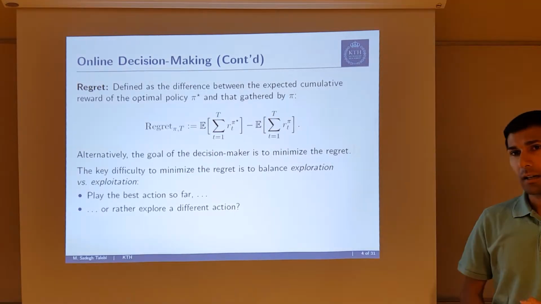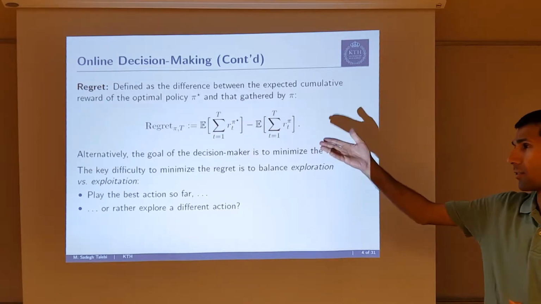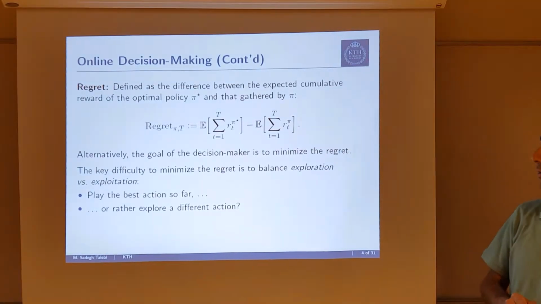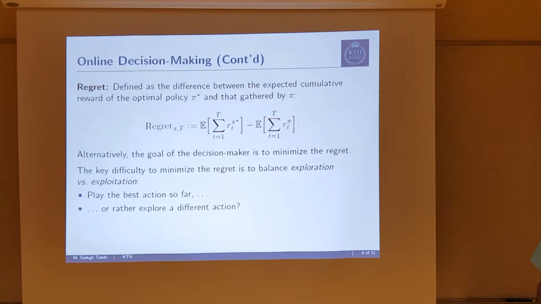So if we provide any bound on this notion of regret, it is a very strong bound because it controls all this randomness, right?